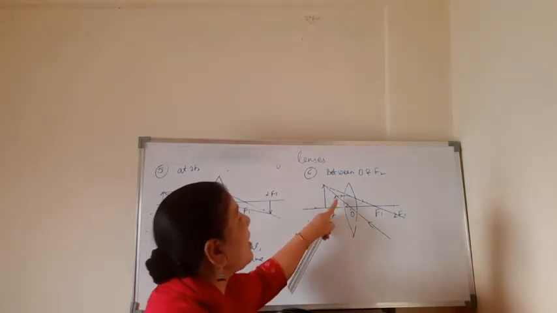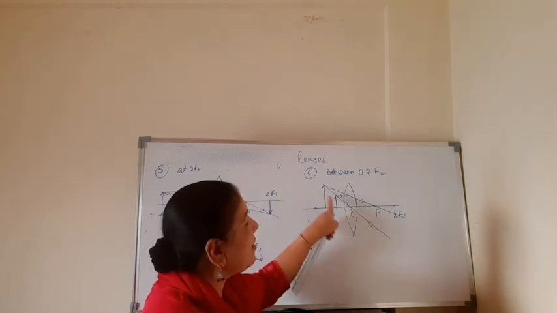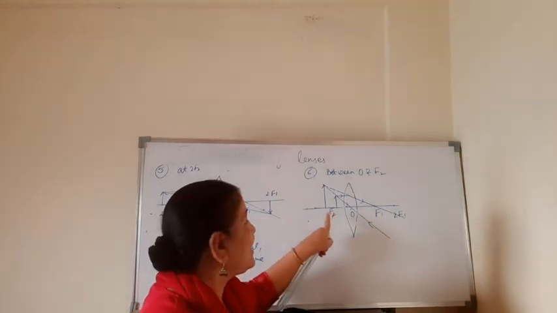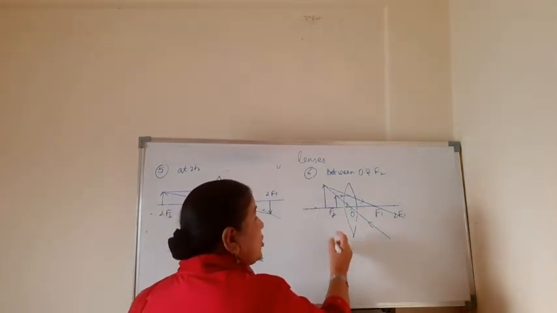If you see, one ray I have taken which is parallel to the principal axis goes through F1. The other ray I have taken goes through the optical center, and the image is formed. What is the position of the image?